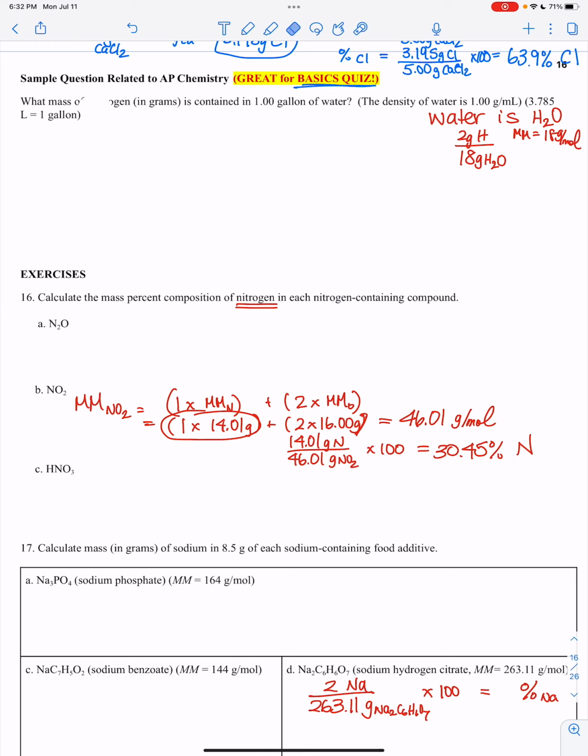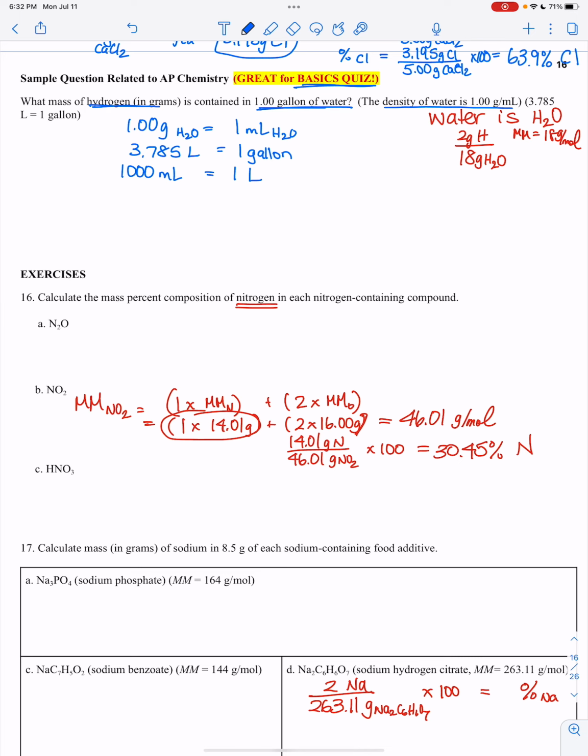It says, what mass of hydrogen in grams is contained in 1 gallon of water? And I told you that the density of water is 1 gram per milliliter. So 1 gram of H2O is 1 milliliter of H2O. That's a conversion factor. And 1 gallon, I have 3.785 liters is 1 gallon. Something I didn't give you is that there are 1,000 milliliters in 1 liter. There's a lot of work here.